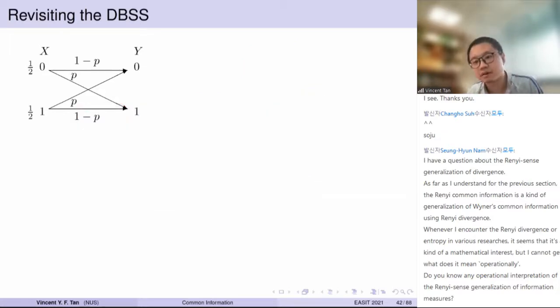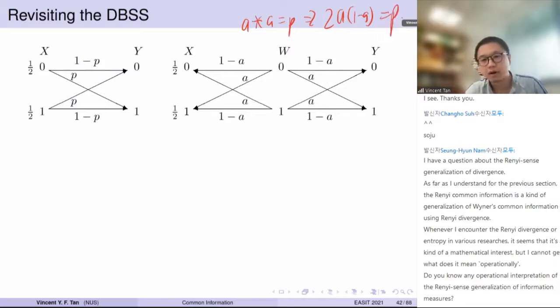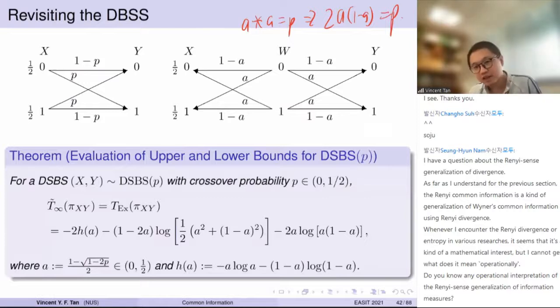This is the discrete, doubly symmetric binary source, which admits this Wyner interpretation where A convolve A is equal to P. This is 2A(1 minus A) equals P. All right, this is the DSBS. We are coming to the climax. All right, so for the DSBS with crossover probability P between 0 and half, not including 0, not including half, we can evaluate the exact common information exactly, because the upper and lower bounds match.